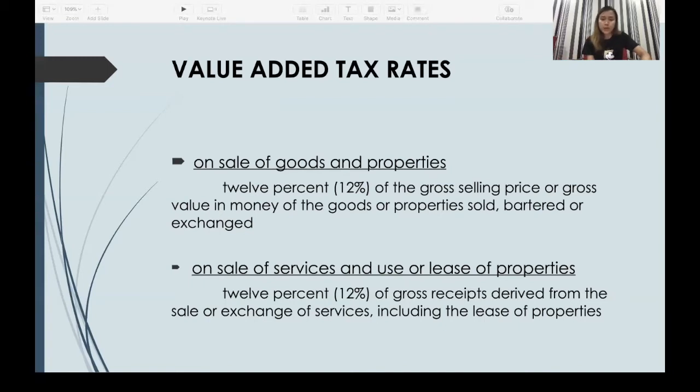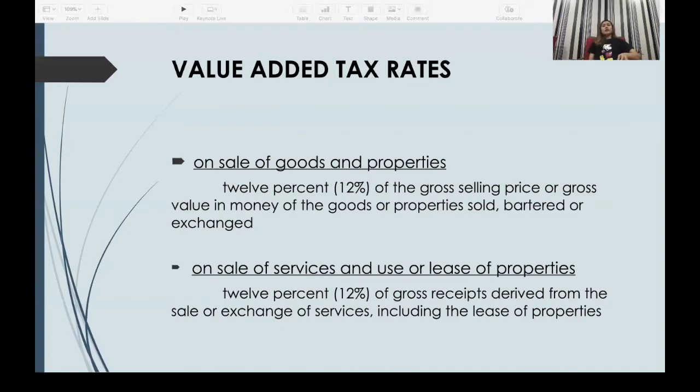The term gross selling price means the total of money or its equivalent with which the purchaser pays or is obligated to pay to the seller, plus, excluding the value added tax. Kasi if you have a gross selling price of 1 million, it should be additional pa na 12%.